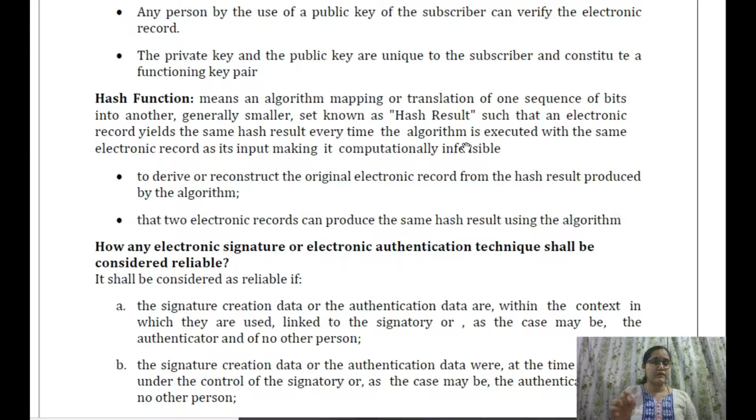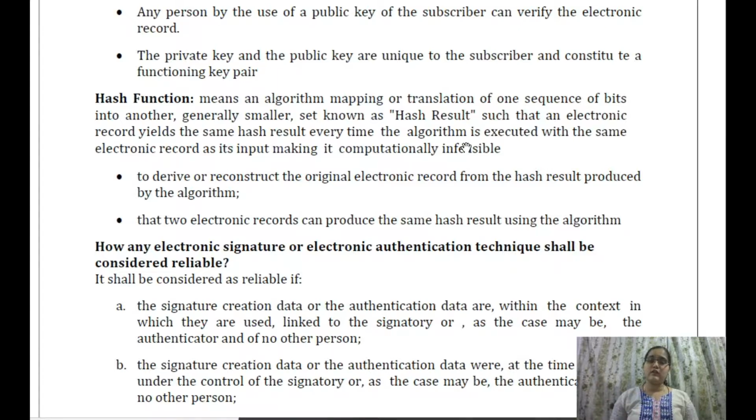Now, what is the purpose of hash function? To derive or reconstruct the original electronic record from the hash result produced by that algorithm, and two electronic records can produce the same hash result using the algorithm. So this definition of hash function will not be much asked. Just remember that it is an algorithm which helps convert one sequence of bits to another called hash result, and the electronic record yields the same hash result every time the algorithm is executed. So when the algorithm is executed on two electronic records, they result in the same hash result, so that another person can't retrieve the data.